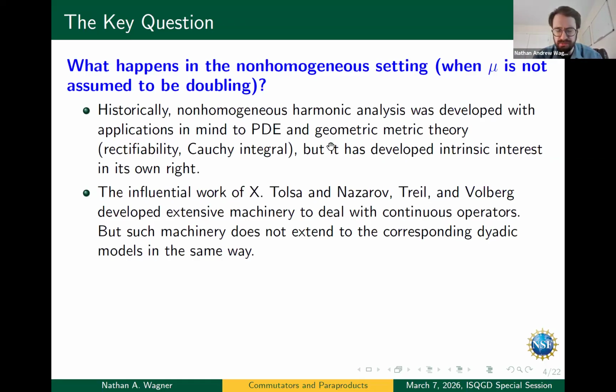And sorry, that's a typo there. It should be geometric measure theory, not geometric metric theory. So there was some really influential work done on this topic by Tolsa and Nazarov, Treil, and Volberg, and they developed really an extensive machinery to deal with continuous singular integral operators, for example. But the interesting thing is that this machinery does not extend to the corresponding dyadic model operators in the same way, and that's kind of a motivation, in part, for this talk.